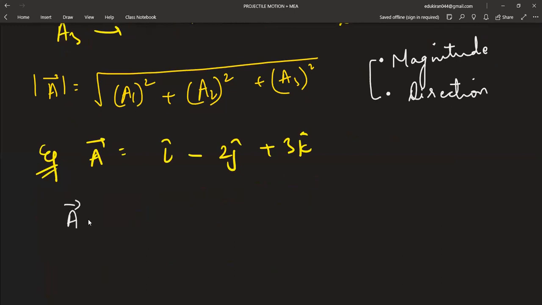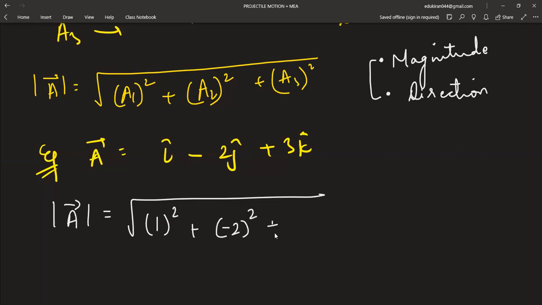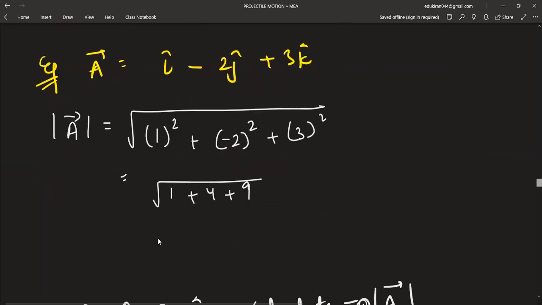Suppose I want to calculate the magnitude of the vector. This also I have told you, that when modulus is put along the vector, that shows its magnitude. So under root, what is the coefficient of I cap here? 1. So this becomes 1 square plus coefficient of J cap, minus 2. So this becomes minus 2 whole square plus coefficient of K cap. This is 3. So this becomes 3 square. Now see, I have 1 plus 4 plus 9. That is equal to root 14.